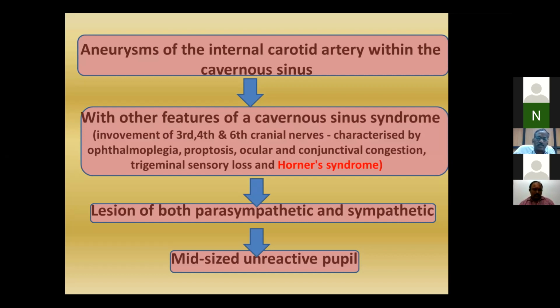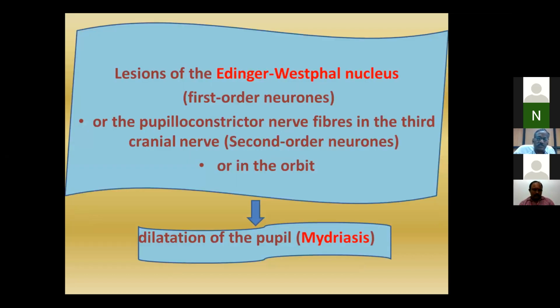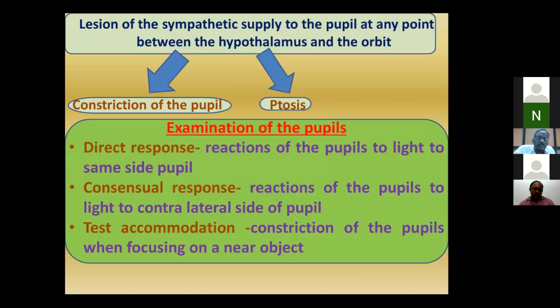So one abnormality is dilatation of the pupil. The second is an unreactive pupil. Next, a lesion in the sympathetic supply of the brain can cause constriction of the pupil and ptosis. Ptosis is drooping of the upper eyelid due to pathology.